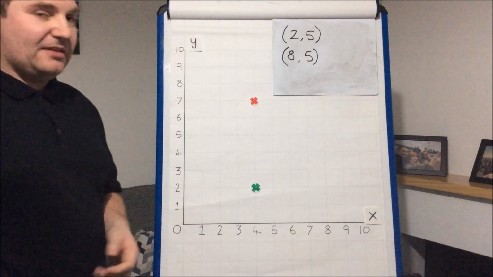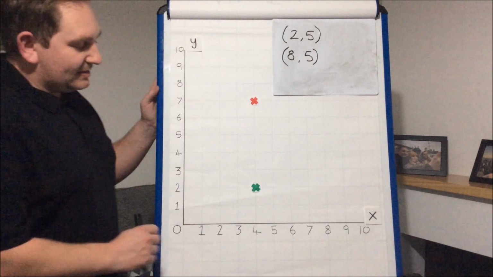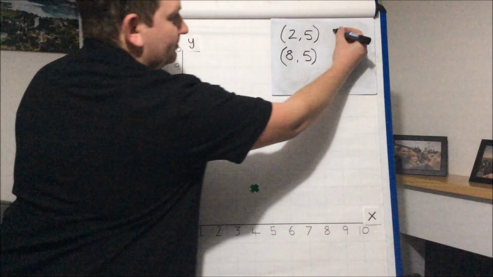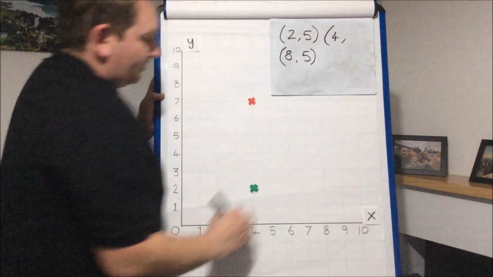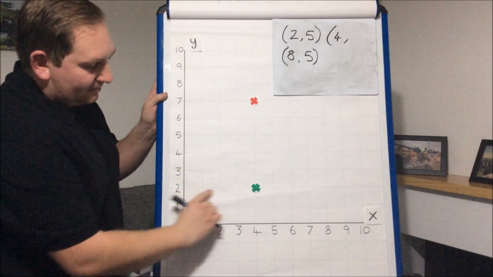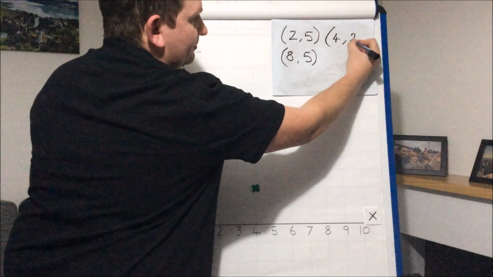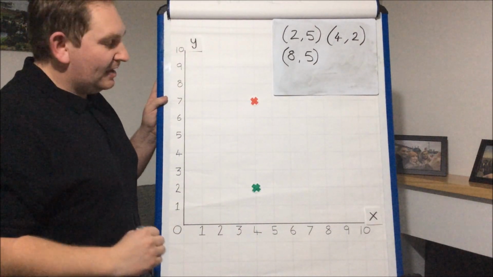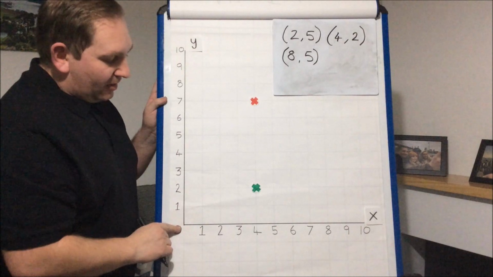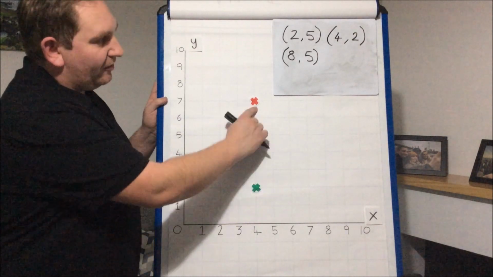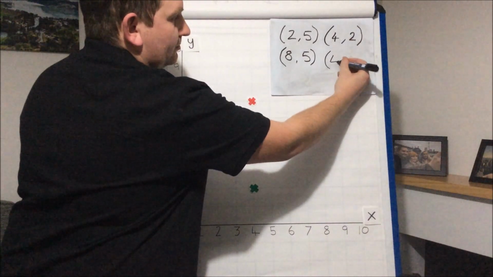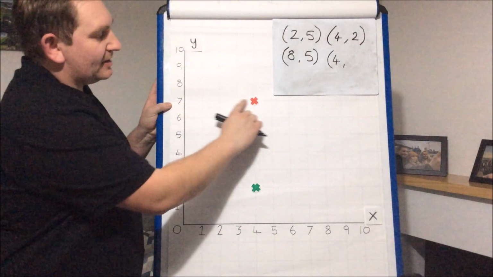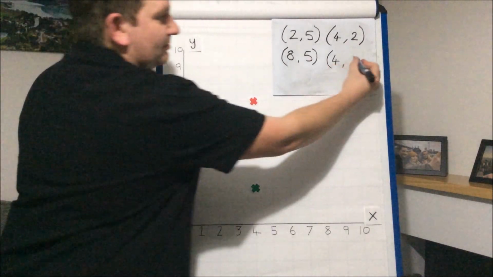Okay, again, if we write down the coordinates for these, if we start with the green cross, along the corridor we get to 4. And then up the stairs we get to 2. So the coordinates for the green cross are 4, 2. If we look at the red cross, we go along the corridor. Again, we're at 4. And then we go up the stairs, up that y-axis, we reach 7.